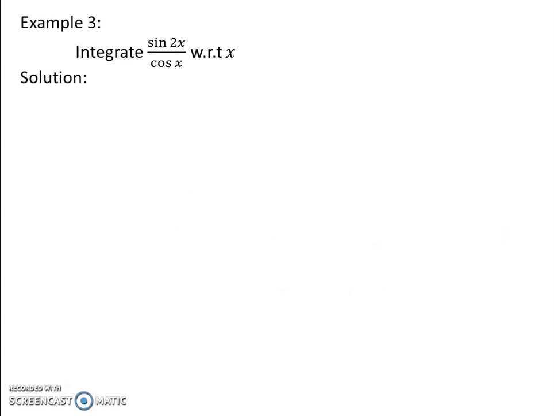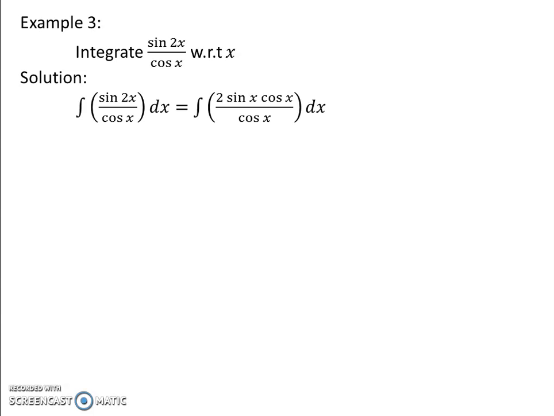Next example, integrate sine 2x upon cos x with respect to x. Therefore integration of sine 2x upon cos x dx equal to, here we have to simplify because we don't have the division rule. First we will simplify sine 2x as 2 sin x cos x. We know that sine 2 theta is 2 sin theta cos theta. So replacing that formula, integration of 2 sin x cos x upon cos x. So cos x gets cancelled. So we get integration of 2 sin x dx. Using theorem number 3, 2 outside, integration of sin x dx, and integration of sin x is minus cos x plus c. Therefore minus 2 cos x plus c.